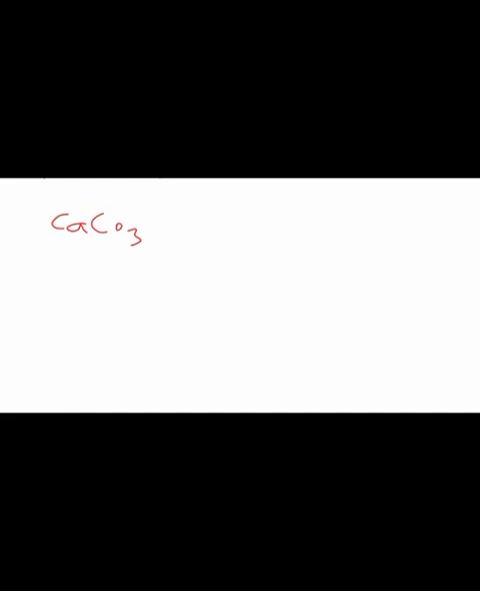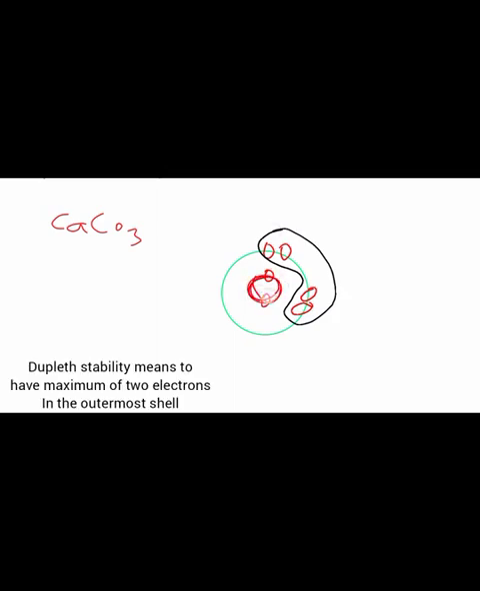The valency of carbon is 4. I've shown you how to find valency. Let's find the valency. Carbon here requires 4 electrons in order to complete its stability, or it will have to lose these 4 electrons to achieve duplet stability. Carbon will lose the 4 electrons to achieve duplet stability. Therefore, the valency of carbon is 4.